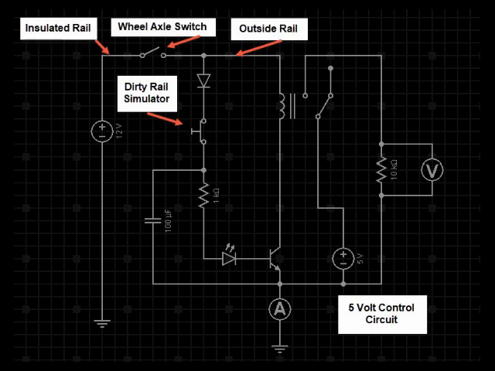Here we have the block occupancy detection circuit. We've applied 12 volts DC to the insulated rail section. We've also put in a circuit that has a dirty rail simulator in it, and that switch will be used to show what happens when intermittent wheel contact occurs.